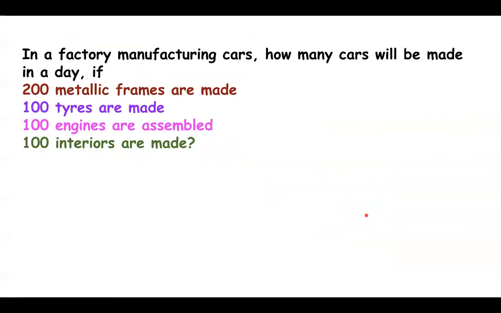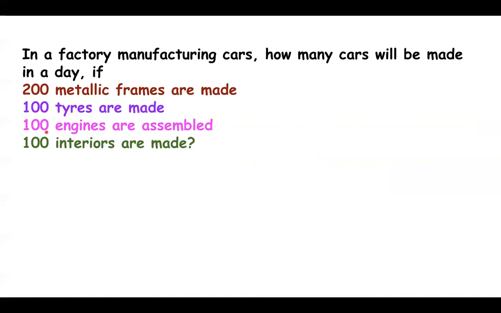For example, in a factory manufacturing cars, how many cars will be formed in a day if 200 metallic frames are made, 100 tires are made, 100 engines are assembled and 100 interiors are made? Looking at 200 metallic frames, you could assume 200 cars can be made. Looking at 100 tires, each car would require how many tires? 4. So only 25 cars can be made.